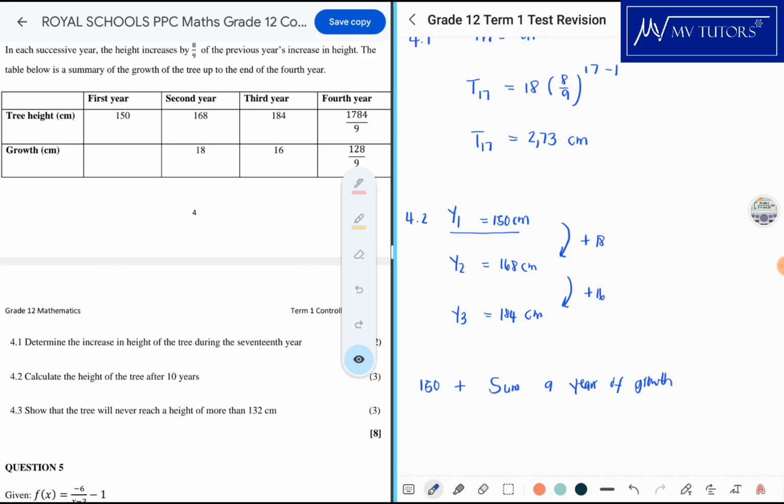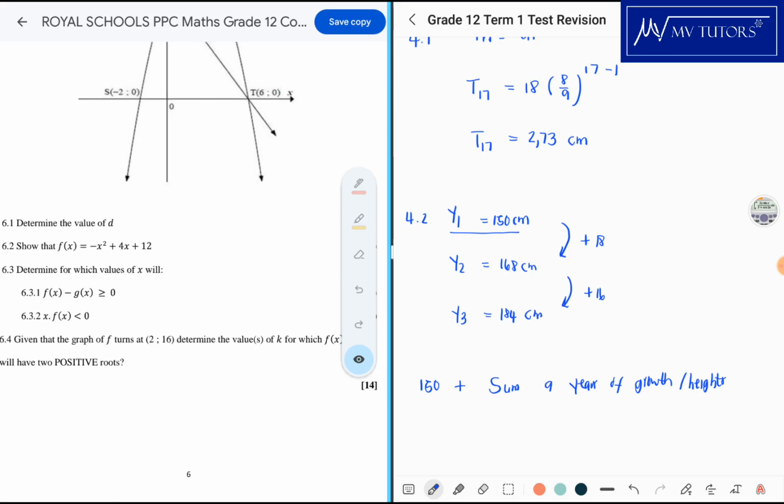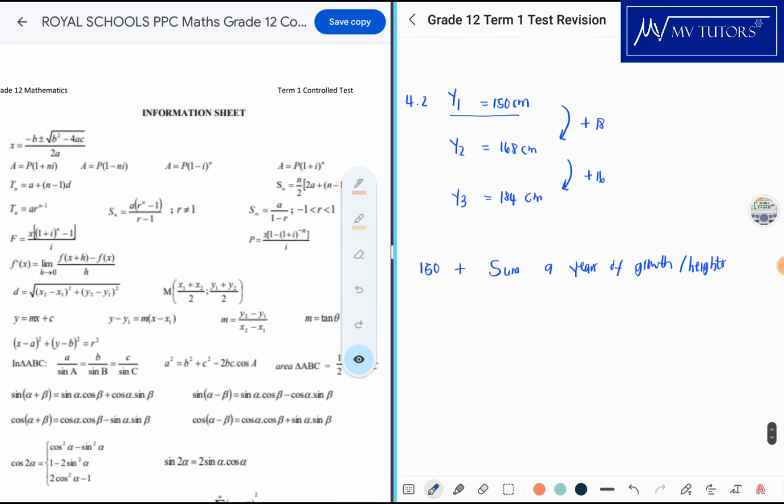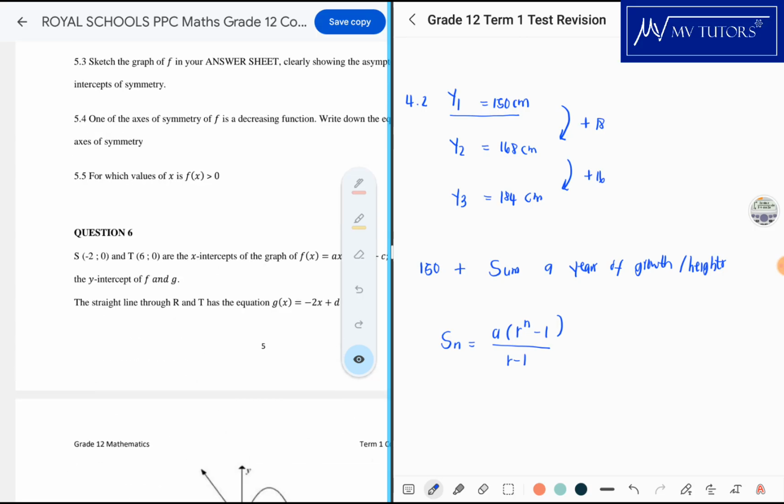Or sum up the heights over 9 years, all right? And therefore you're going to have to use your sum formula for your geometric series. Okay, so let's have a look at the formula sheet just to be sure. Okay, so for your geometric series, we have Sn, then your first term multiplied by a common ratio to the power n minus 1, and we have r minus 1.